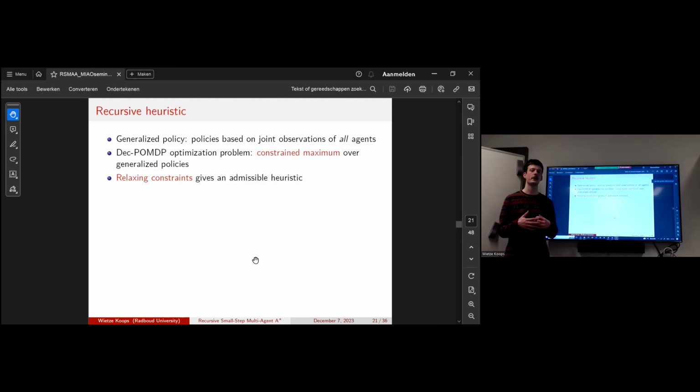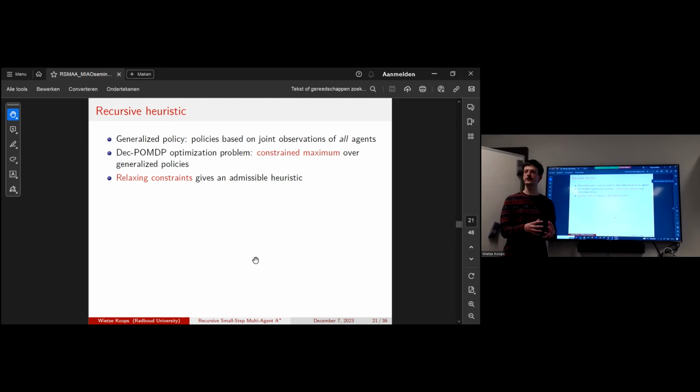Well, for that it's useful to first look at the generalized policy, where the policies are based on joint observations of all agents. Each of the agents has their own local policy, but they are allowed to use all the observations. If we look at the Dec-POMDP optimization problem, it's actually a constraint optimization problem over these generalized policies, where the constraints tell me that I'm not allowed to use the joint observations of other agents. So if I have two joint observations that only differ in observations of other agents, then I have to take the same action, because I cannot distinguish them.